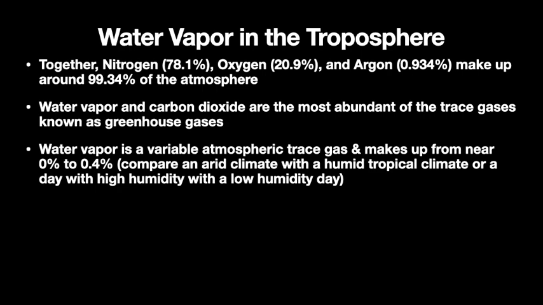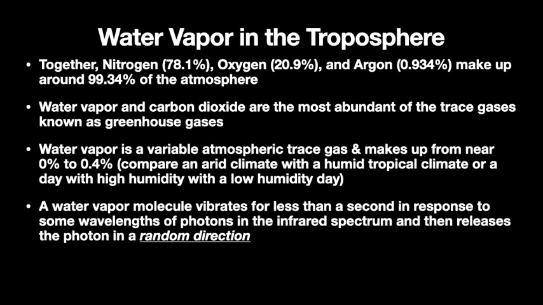And you can think about an arid desert climate, compare that with a humid tropical climate, or think about a day when humidity is real high and compare that with a day when humidity is very low. So it's the most variable atmospheric trace gas. A water vapor molecule vibrates for less than a second in response to some wavelengths of the photons in the infrared spectrum, and then it will release a photon, a discrete package of electromagnetic energy, a little photon, in a random direction.